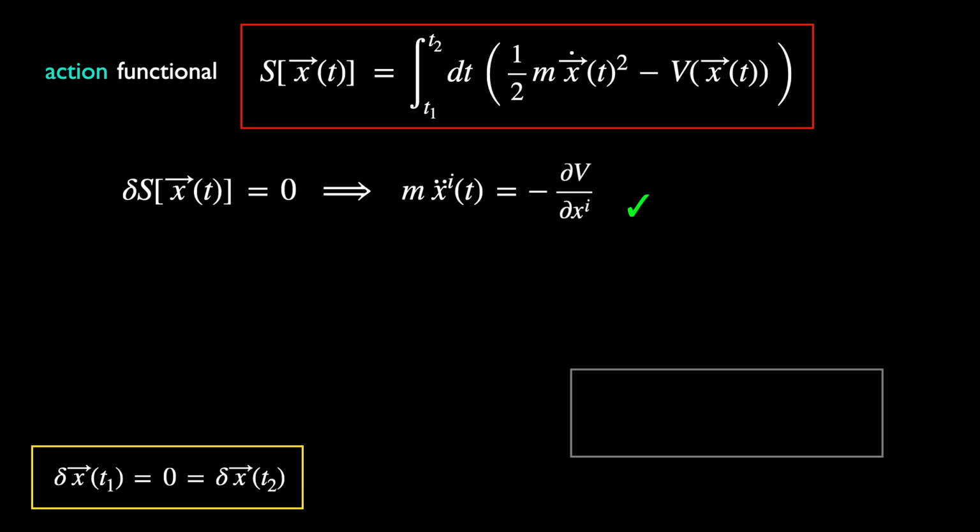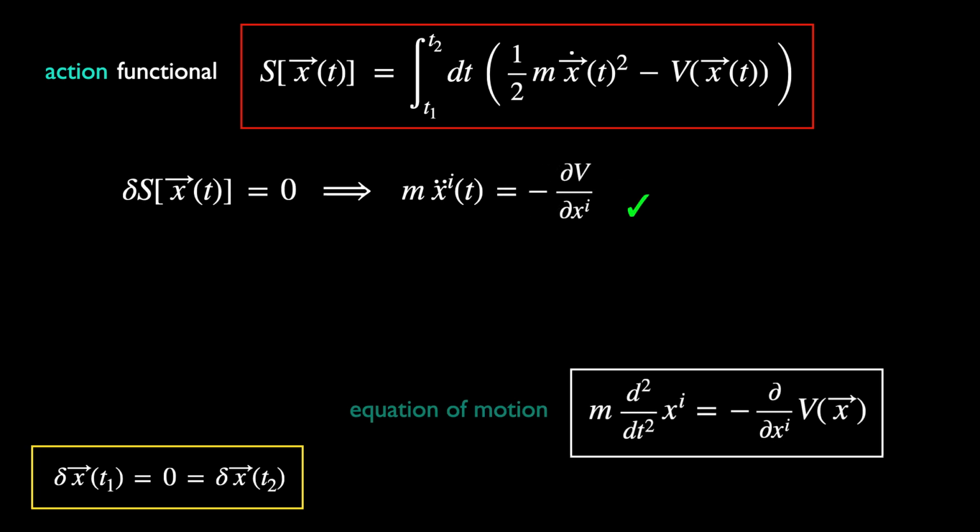This equation is just the equation of motion for a single particle in a potential from Newtonian mechanics, which is now derived as a condition for the variation of the action to be zero. In other words, the physical trajectory which satisfies the equation of motion is also one which extremizes the action.